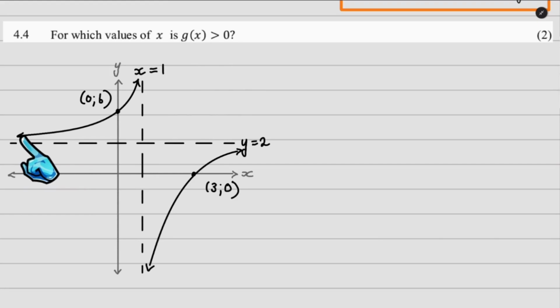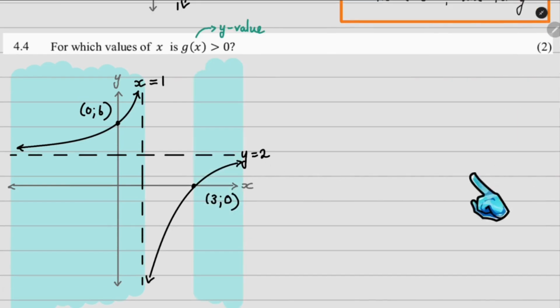So I can see that's happening over here. The y value is definitely bigger than 0 because we've got a 0 y value over there, and if we go down we get negative y values. So it's definitely working over here the whole way through. But then over here, it's got negative y values, so it's not working over there. So it only starts having positive y values again after this point. So these are the regions where it's happening, and we've somehow got to state that in x values.